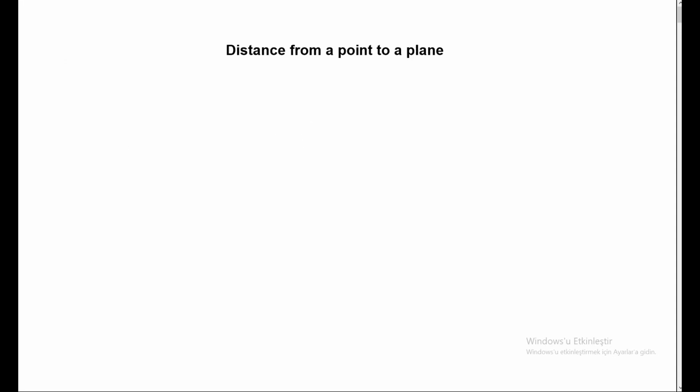Okay, let me grab this graph. Let's say this is your plane. So let's say this is our point. Because our plane is given, it means you have a point here. It's passing from this point.